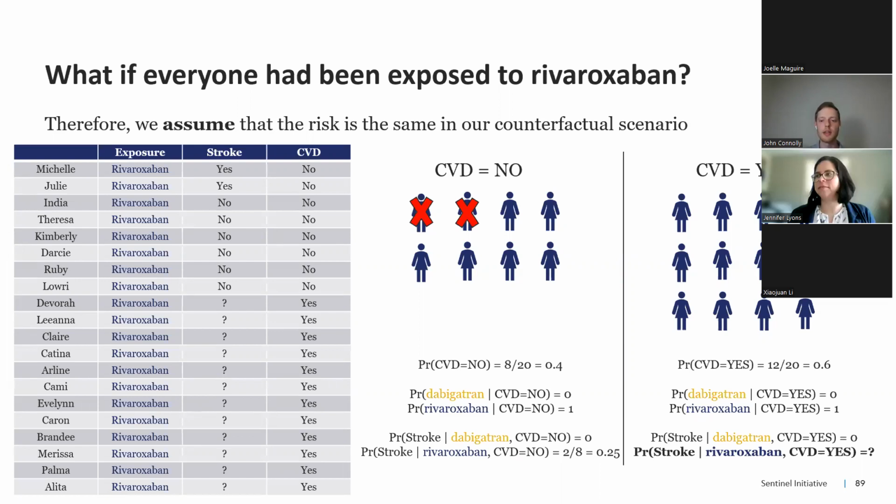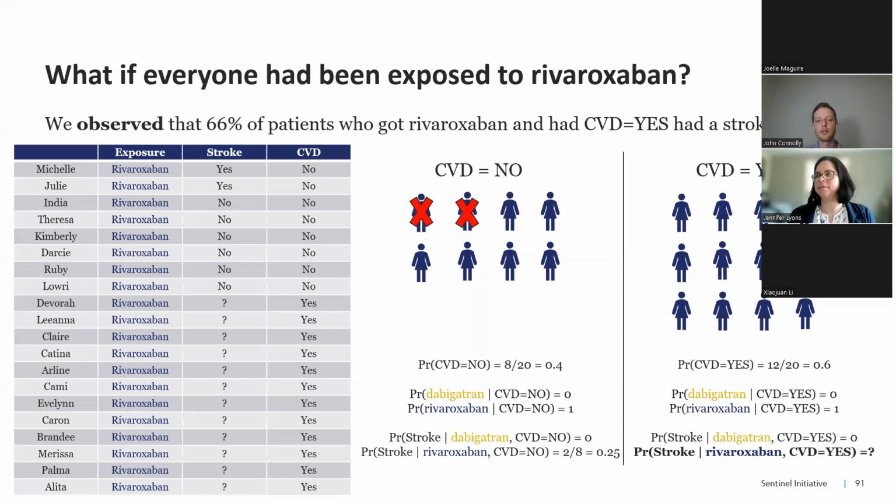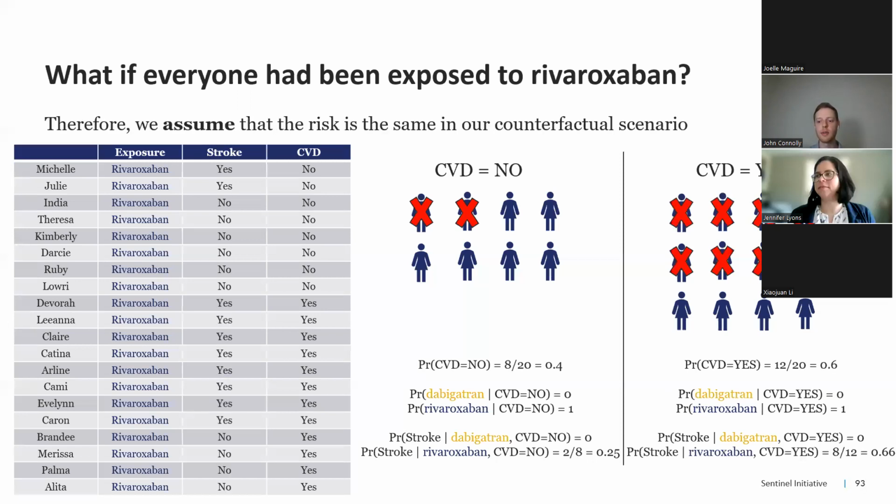And now we can just do the same thing for the patients who do have cardiovascular disease. Again, we don't have to make up a number. We can use what we observed in real life, and we saw that 6 out of 9, or 66%, or 2/3 of these patients who really got rivaroxaban in real life and actually had cardiovascular disease experienced a stroke. So in this hypothetical or counterfactual scenario we've created for ourselves, we would expect to see the same proportion of patients experience a stroke. So 2/3 of the 12 patients you see listed here would be 8. So we would expect 8 out of 12 of these patients to experience stroke.